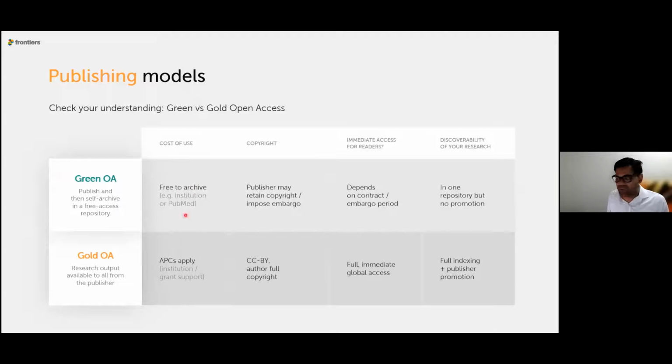So for green open access, what happens is you publish and then self-archive the work in a free access repository. And this is often free, okay? However, the publisher, they may retain the copyright of your work and impose an embargo where it will not be available to readers, okay? So work will also not be promoted here unless you do yourself. But this is gold open access, which is like Frontiers in Agronomy. That means authors, or their institute, they pay an article processing fee. But these authors have the full copyright, and you have got full immediate global access, okay? So I think this is very clear to you guys, what's green open access and gold open access.